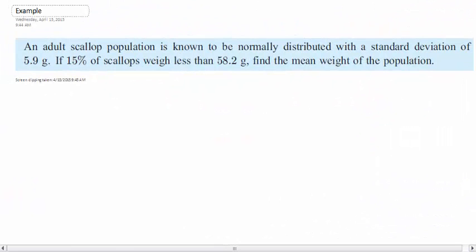Next example. We have scallops. Some people love them. I hate them. Can't stand scallops. But we have an adult scallop population. It's normally distributed in terms of their weight. So our random variable is normally distributed, but we don't know the mean. We do know the standard deviation is 5.9. So our distribution could be written this way, 5.9 squared.